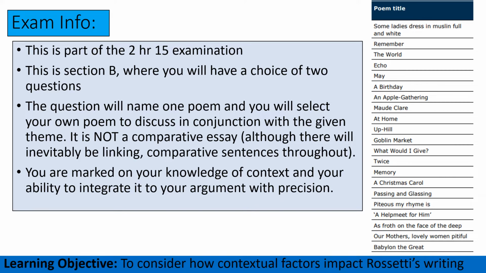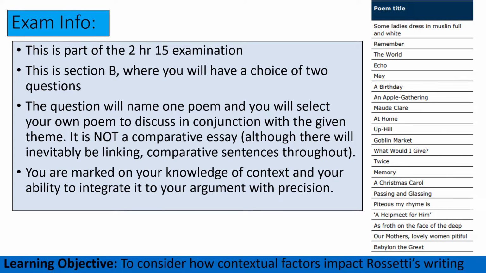Here is a lot of the exam information. Paper 3 is a 2-hour 15-minute exam, and Rossetti is the second part of it. Part A is your modern poetry, where you've studied things like The Gun, Giuseppe, History, etc. This one is just on Rossetti poems, and you will have a choice of 2 questions, which is always good. The question will name one poem, and you will select your own poem to discuss in conjunction with the theme that the question gives you.